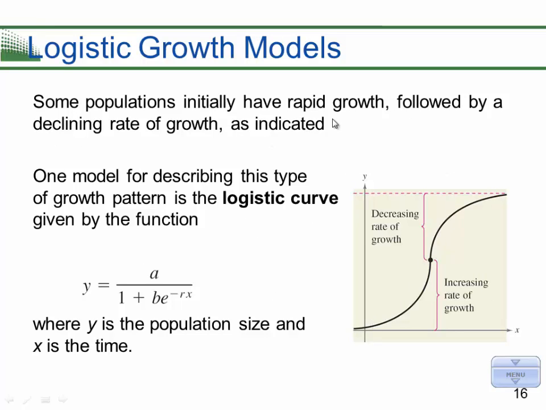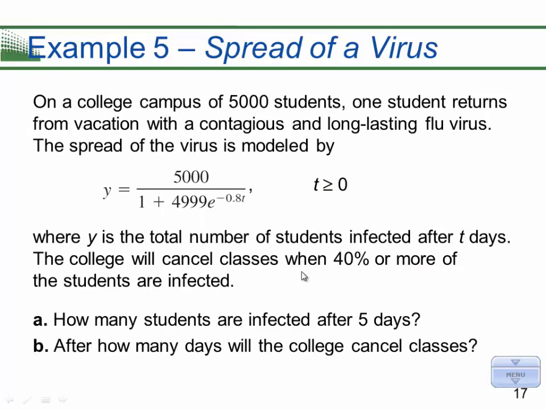Some populations initially grow, like I said, exponentially. Then after a while, they run out of resources, run out of space, whatever it is, food, and then they reach a limit to growth. Okay, so this looks complicated, but this is our logistic growth model. Let's look at this specific one.